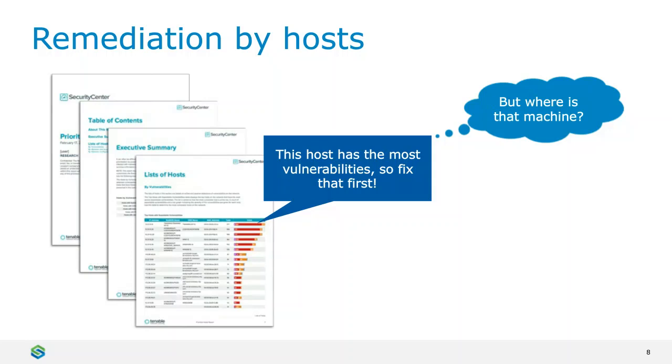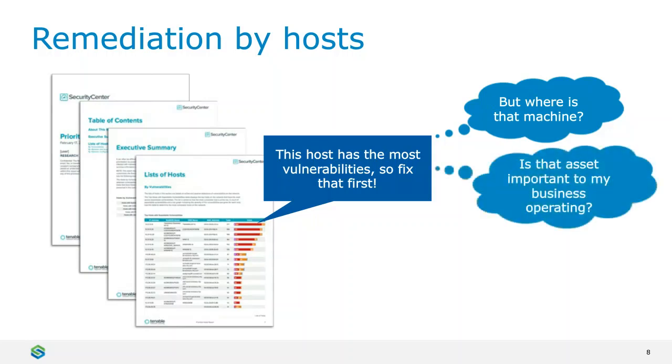The other thing is that we don't know if this asset is actually important to the business operating. Is this part of compliance? Has this got cardholder data information on it? Does this have other important information that I want to make sure we fix this asset first based on the business requirement? But again, you don't usually get this context from a scan report.